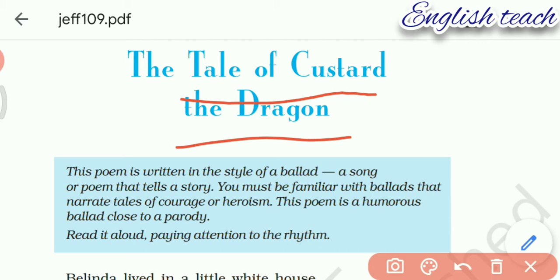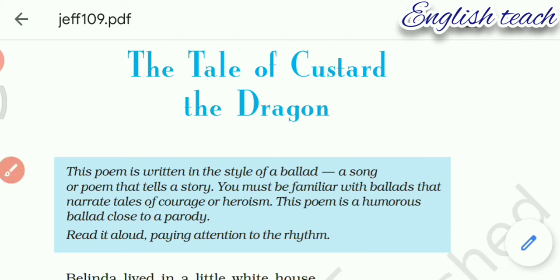Before we start the poem, let's learn about the poet. Frederick Ogden Nash was born in 1902 and he died in 1971. He was an American poet and he was famous for his light verse. He was known as the producer of humorous poetry. He received the Sarah Joseph Hale Award in 1964.